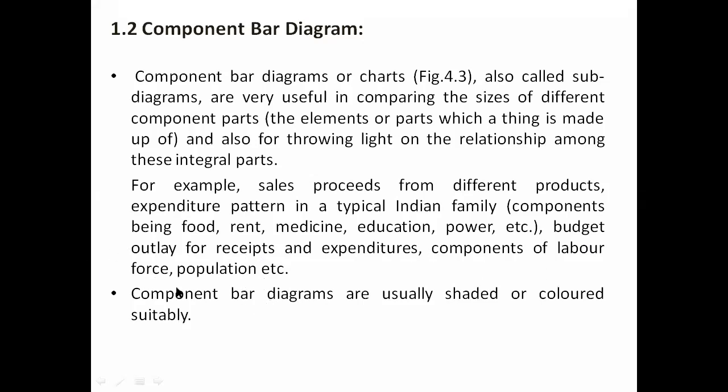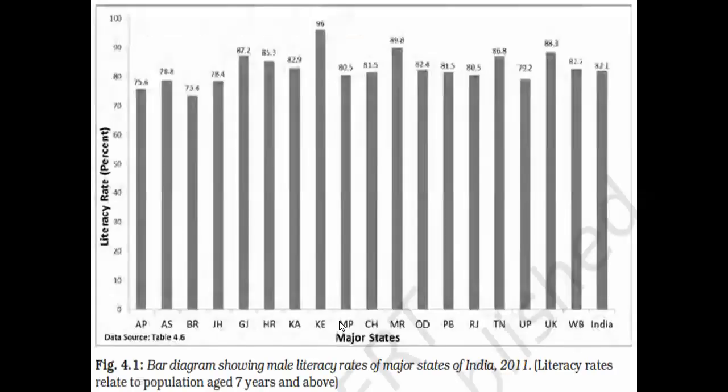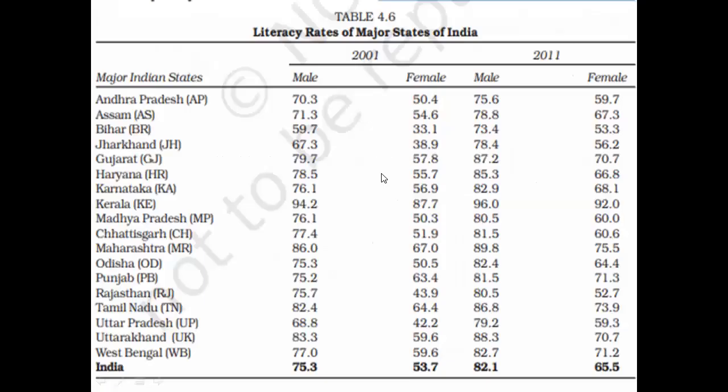Budget outlay for receipts and expenditures, components of the labor force, population. So like this we can do the component bar diagram, right? Color also you can see here. You can see the literacy rate related to the population aged 7 years and above. So male literacy rate, major states in India: you can see in Andhra Pradesh 75.6, in Assam 78.8. So here, the data shown in the table number 4.6.